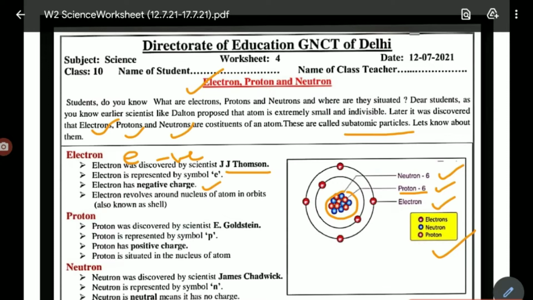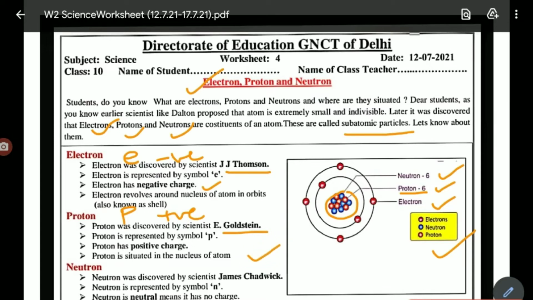Proton was discovered by E. Goldstein. The symbol of proton is P. The charge on proton is positive. Proton is situated in the nucleus of the atom, as it is very clearly shown in the figure. You can see that protons are in the nucleus.